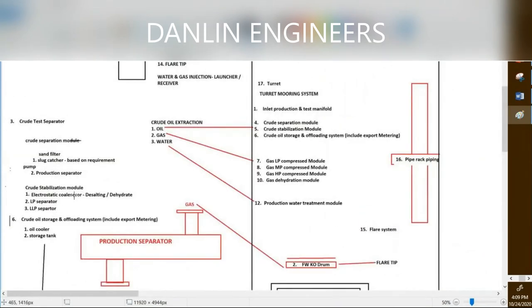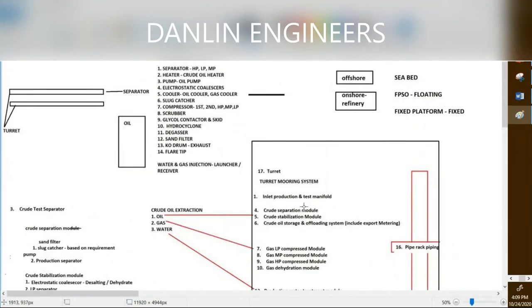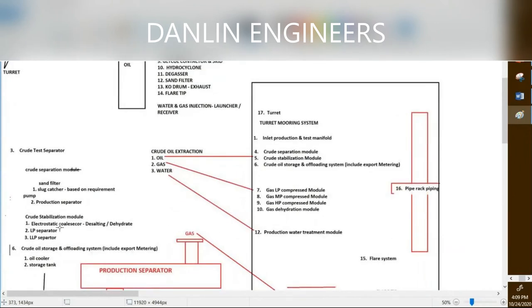If it is a fixed platform, this manifold will be on one platform, the separation will be on one platform, and the stabilization may be on two platforms. Maybe the electrostatic equalizer and the LP separator alone on one platform, and the LP separator and the oil cooler alone on another platform. Based on the process requirement, the arrangement will be like that. So each module will be on a single, different platform.